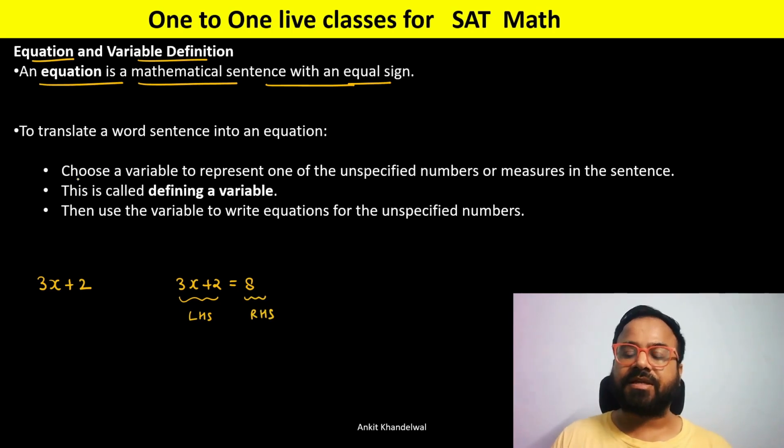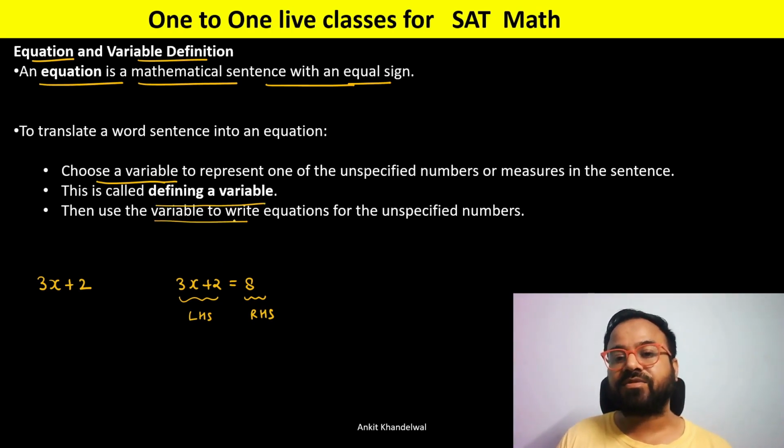Now just like we were converting the sentence into the expression, in the same way we are going to convert the sentences into equations. To translate a word sentence into an equation, first of all we have to define the variable. What variable are we taking? Generally we take x, y, z, but we can take any other variable also. This process is called defining a variable, and then we will use that variable to write the equations. So it's a very easy one. Let's start.